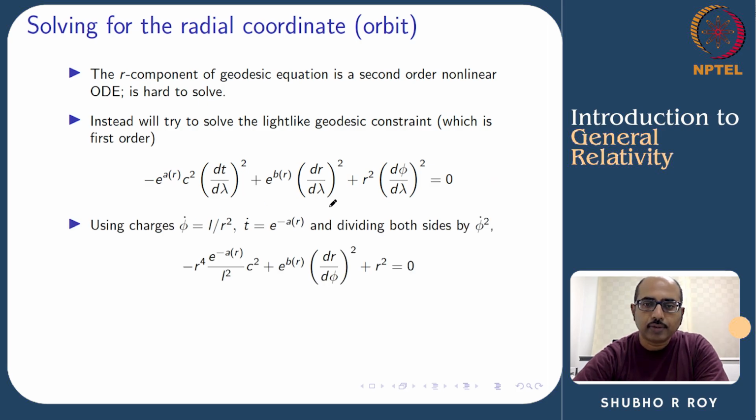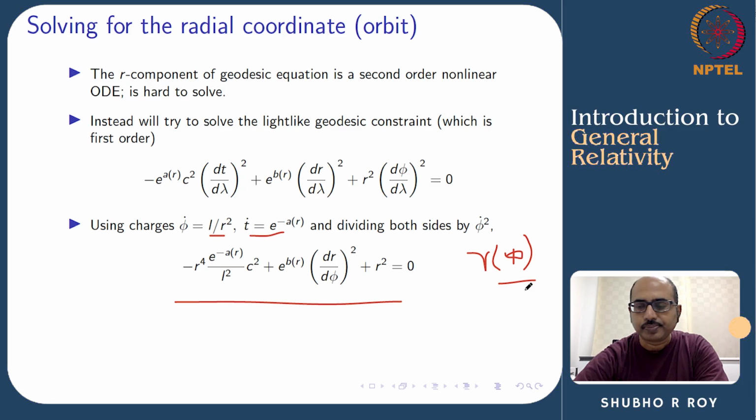So again, phi dot, I'll be writing it in terms of L over R square. T dot, I will write as e to the minus AR. And then if I divide both sides by phi dot square, I will get the orbit condition. So this is what I get. The ratio of dr d lambda to d phi d lambda has been set to dr d phi because I'm interested in finding out the orbit. We will later on work out how the function of lambda looks, and t as well. For the time being, let me just focus on the orbit. So I'm trying to solve for r as a function of phi. Alright, so this is the equation we need to solve.